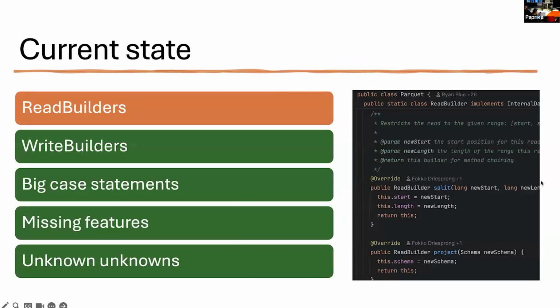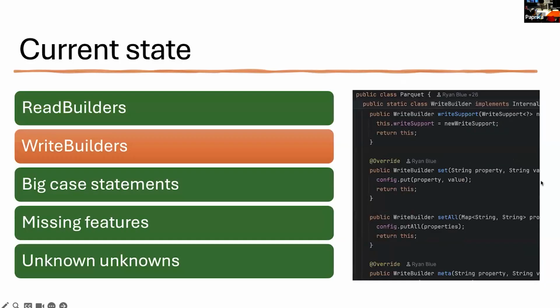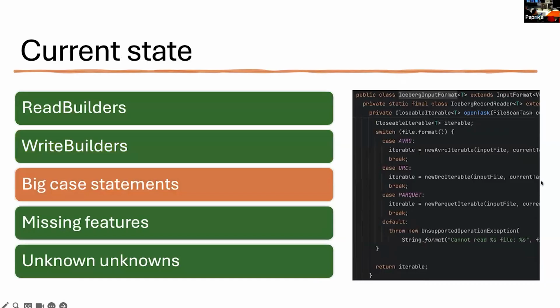So what we have currently in Iceberg, we have our own read builders for all of the file types. We have the exact same code or very similar code duplicated for ORC, for Parquet, for everything. So everybody creates their own read builders. Everybody creates their own write builders. And when you start to use it, you have to create your big, big, ugly case statement. This is just the smallest one. It hurts your eyes when you are looking at that.